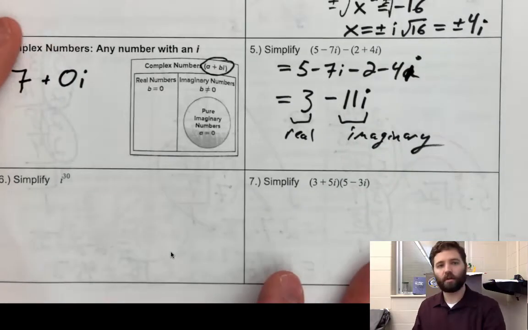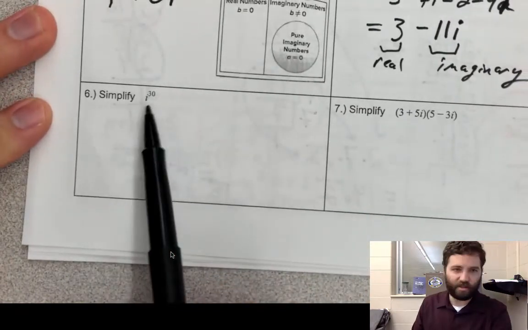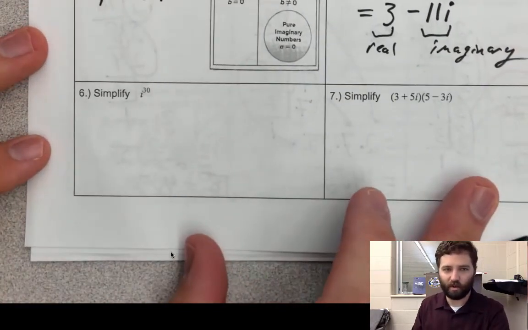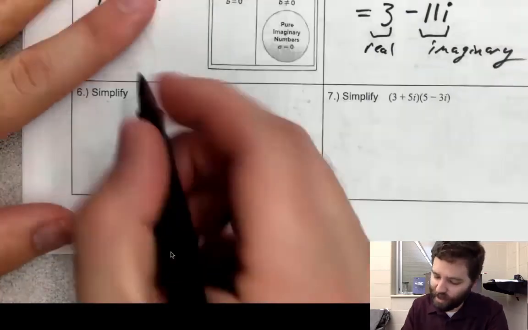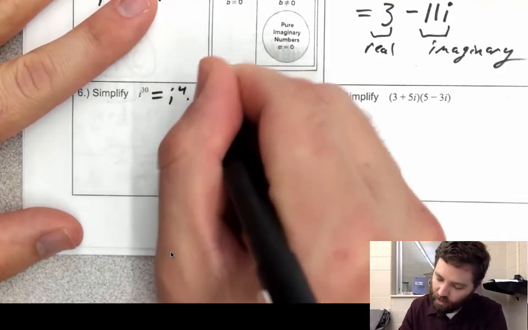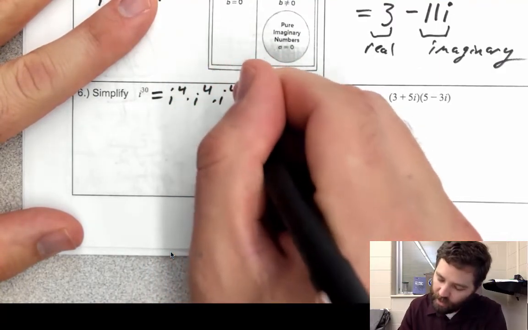Okay? All right, now, let's look at one of these. I to the 30th, all right? Now I'm going to write this out the long way first, but you don't need to do it like this every time. But I to the 30th, that could be written like this. I to the 4th times I to the 4th times I to the 4th times I to the 4th.